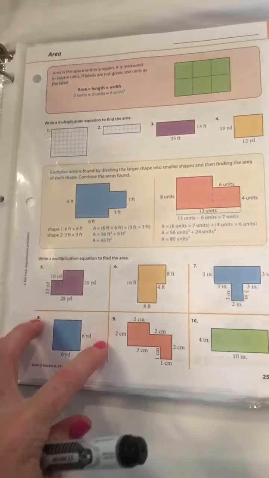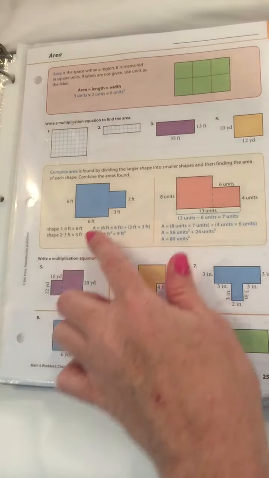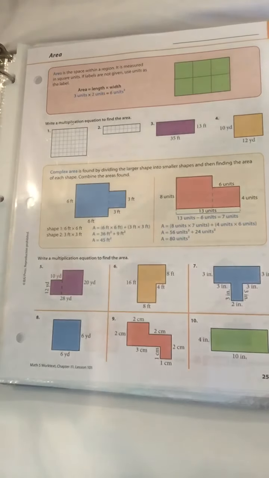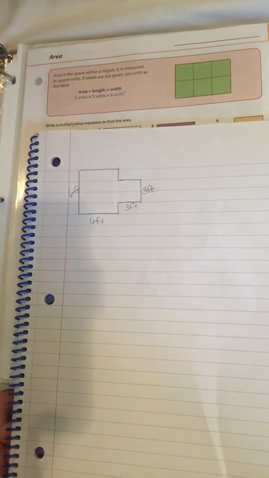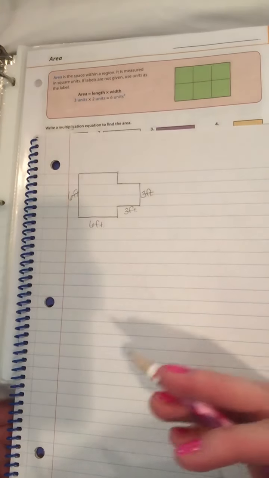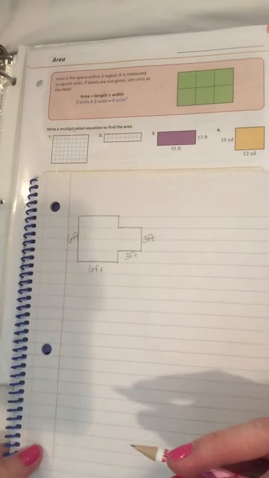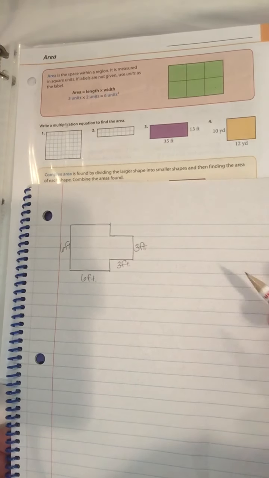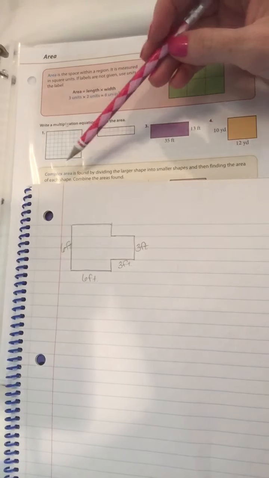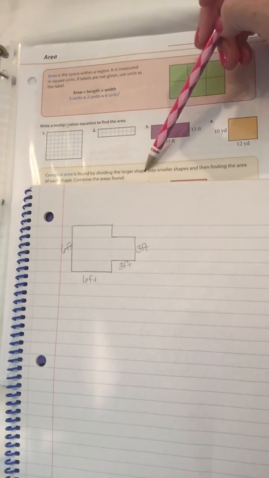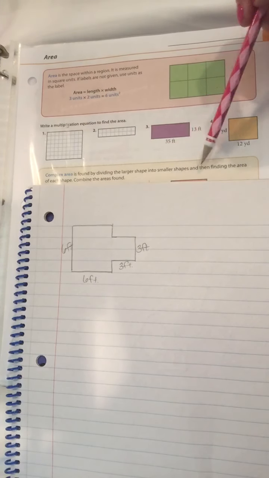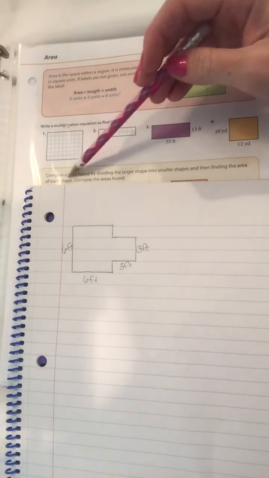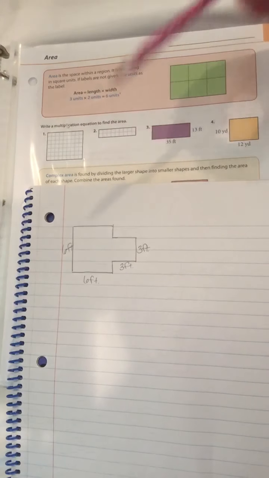In order to talk about the complex area, whenever they already have it written out like this, it confuses me. So what I did to explain it better to y'all is I wrote it on a piece of loose leaf, my notebook. Can y'all see it here? Yes. I'm going to leave the definition showing. Complex area. Complex area is found by dividing the larger shape into smaller shapes and then finding the area of each shape. Combine the areas found.